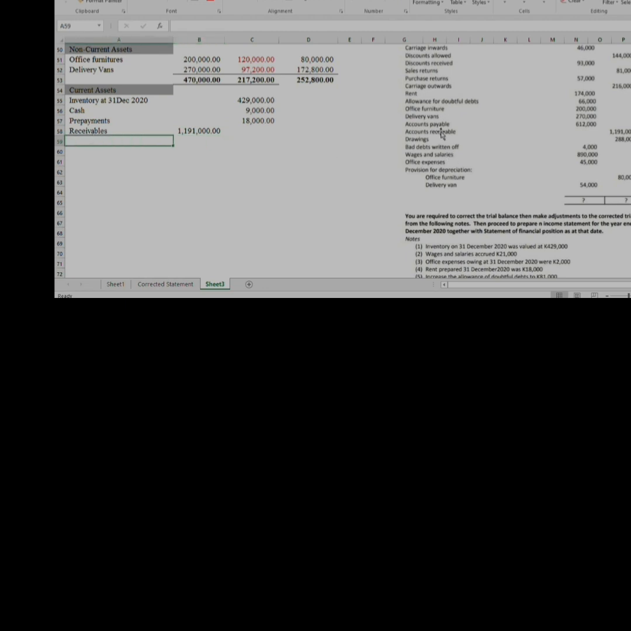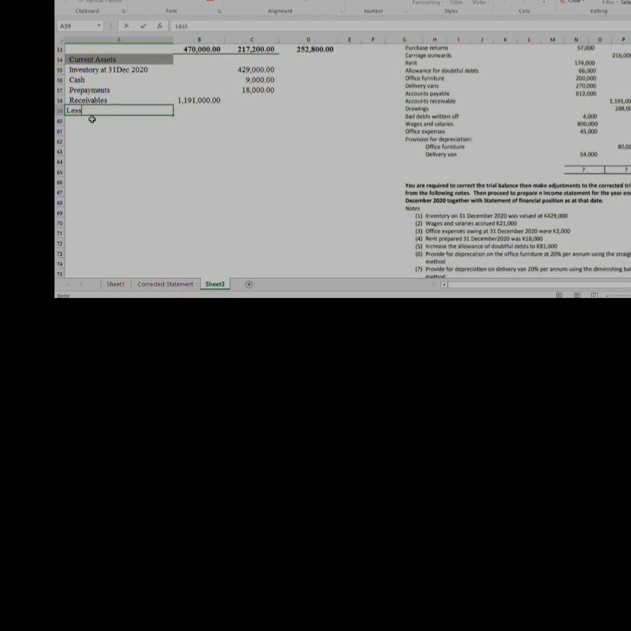Then we have also been given allowance for doubtful debts, 66,000, but it has increased to 81,000. So we say less allowance for doubtful debts increased to 81,000. So we less. This figure we're going to highlight like that since we're saying less. So 1,191,000 minus this 81,000 is 1,110,000.